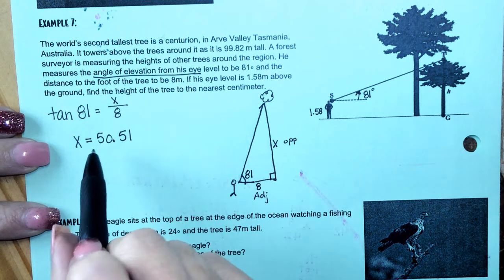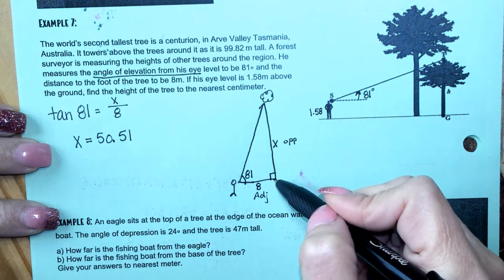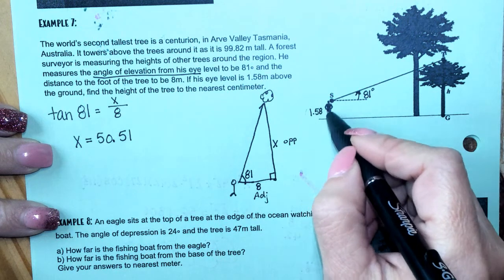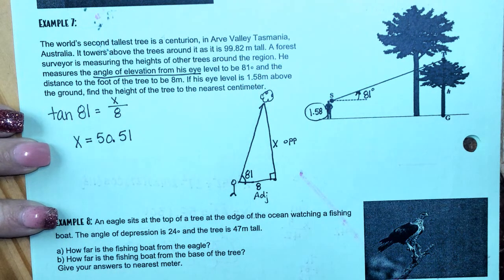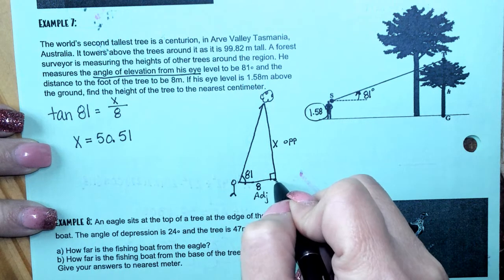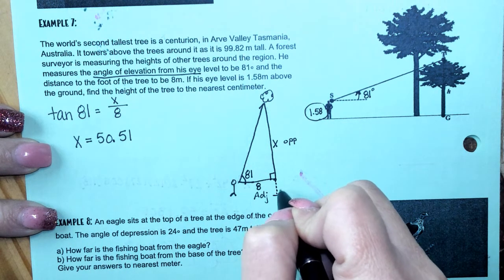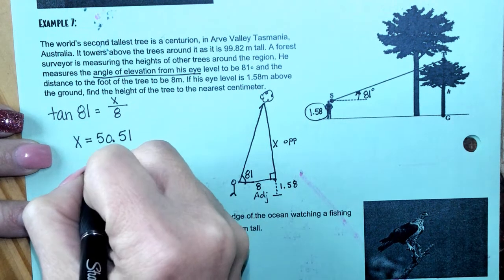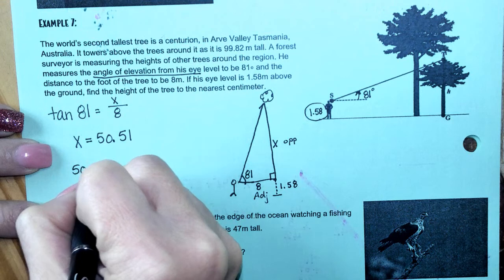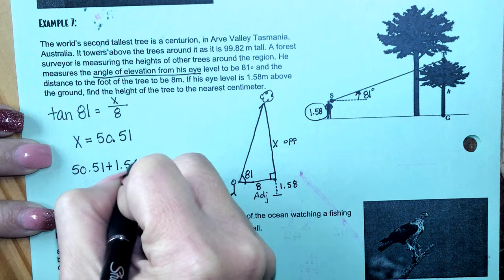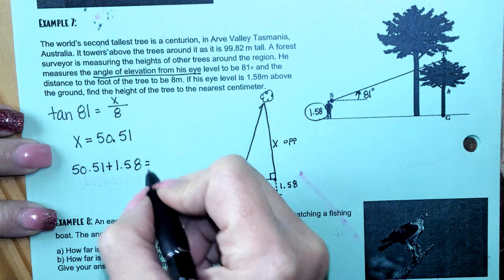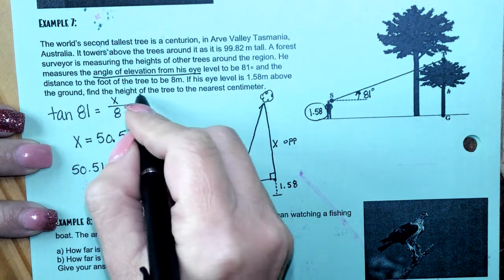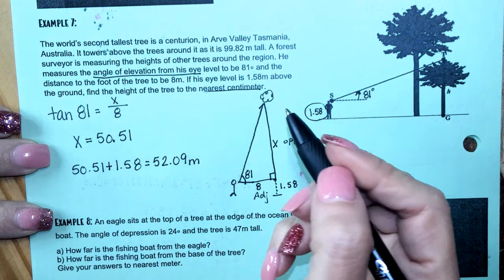Okay, so that's x, but that's from the surveyor up to here. I need to remember I had a little piece down here I had to add on, because you've got to remember he's standing 1.58 tall. So I'm going to say 50.51 plus 1.58 to get that full height of the tree, which is 52.09 meters. Height of the tree to the nearest centimeter.